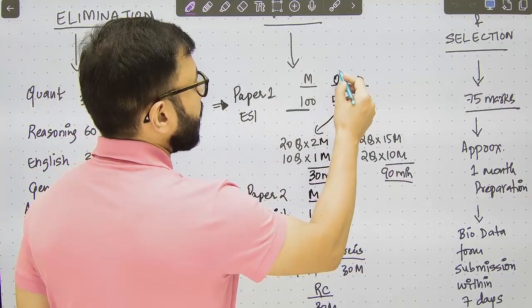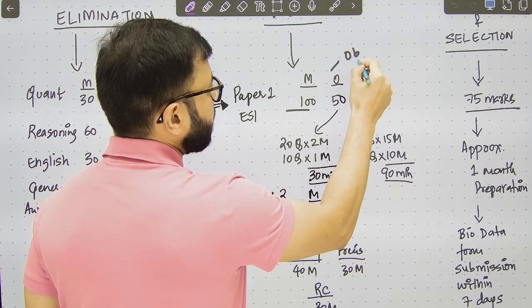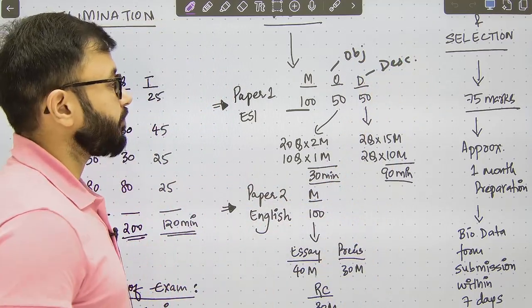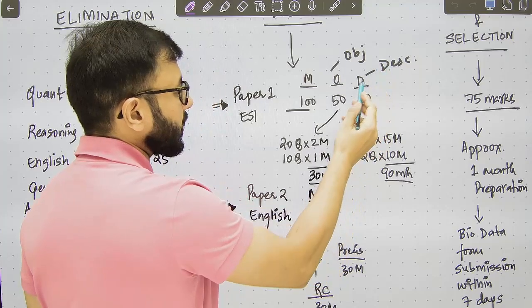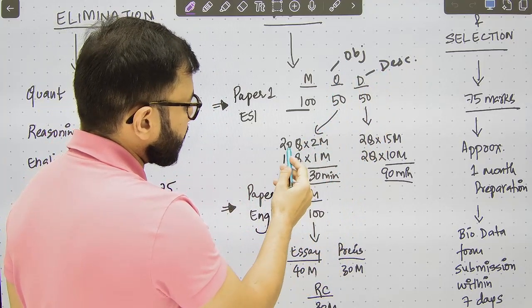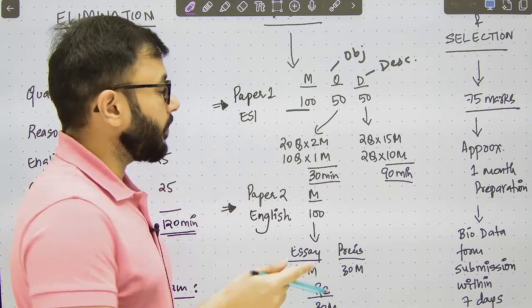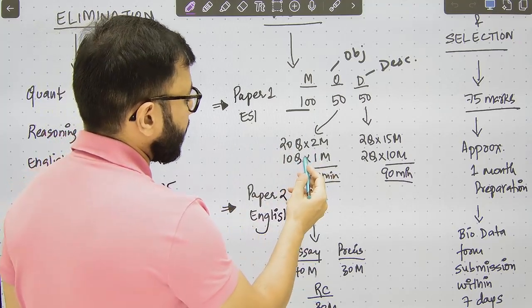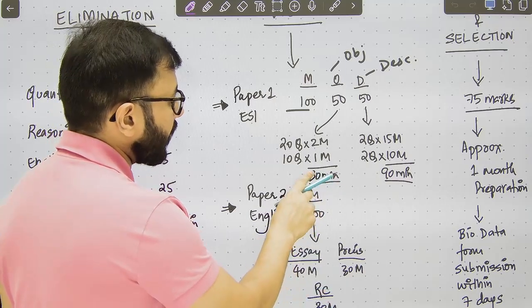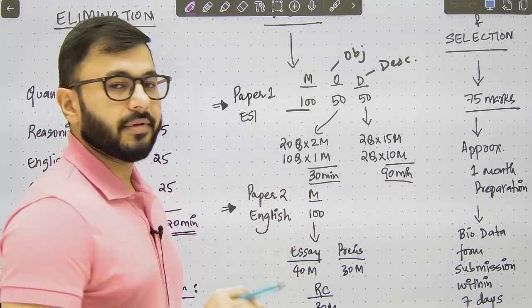100 marks. O stands for objective and D stands for descriptive. Descriptive means answer writing. So 50 marks are allotted to descriptive, 50 marks to objective. In objective, you will get 2 marks ke 20 questions, 20 questions of 2 marks, which means 40 marks, and 10 questions of 1 mark each, which means 10 marks, a total of 50 marks, and 30 minutes are allotted to this.